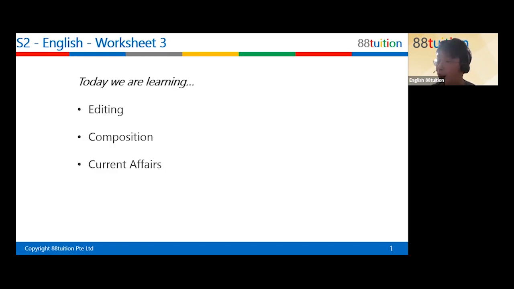So today we are covering three main sections: editing, composition, and current affairs. The current affairs section is there for your general knowledge, as well as for you to practice in an oral way, but you're not really speaking it out. You're kind of typing your answers in response. So let's have a look at editing.